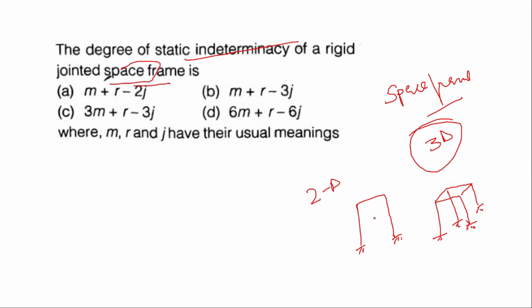These all ends are fixed, and you can say this frame or this frame. Okay, you can connect these and these and these. So this frame is a 3D frame and this is the 2D frame. So this represents the space frame. So we have to find out the degree of static indeterminacy of a rigid jointed space frame, where M, R and J have their usual meanings. M stands for member, R stands for reaction, and J stands for joint.